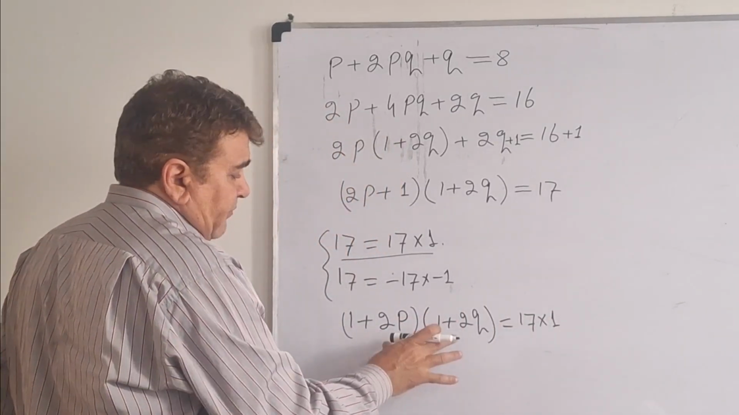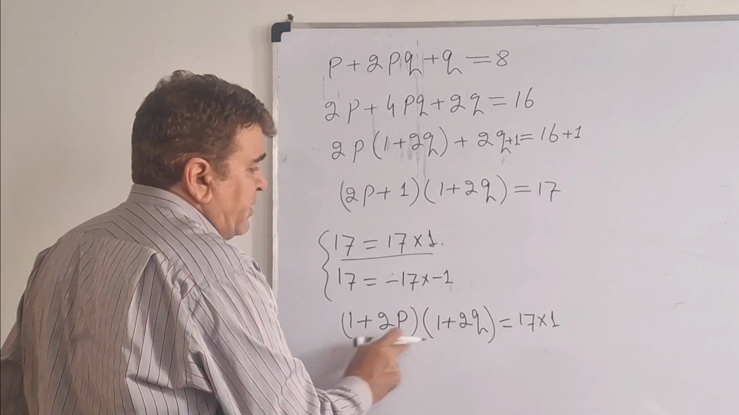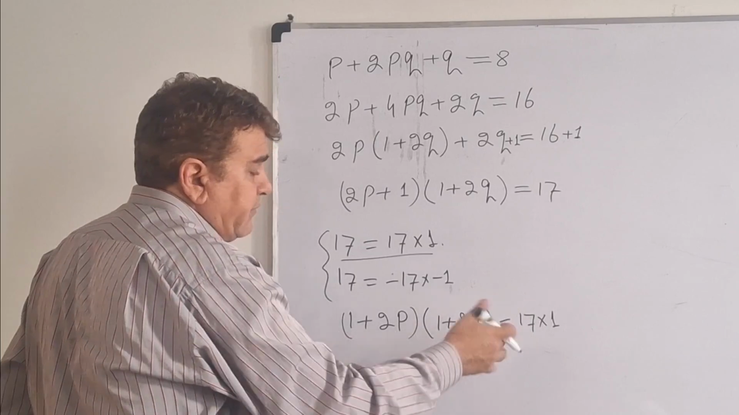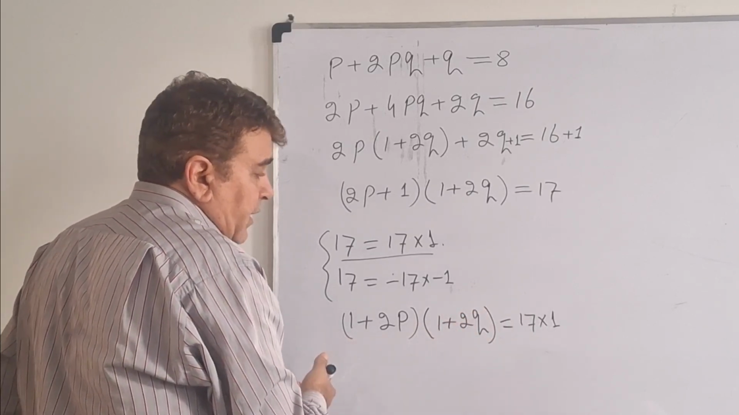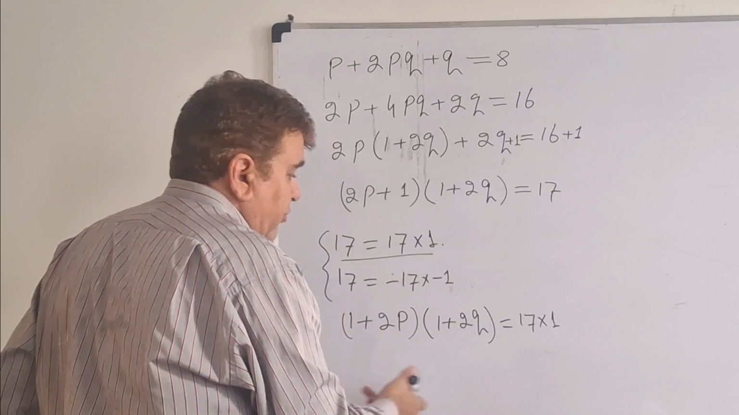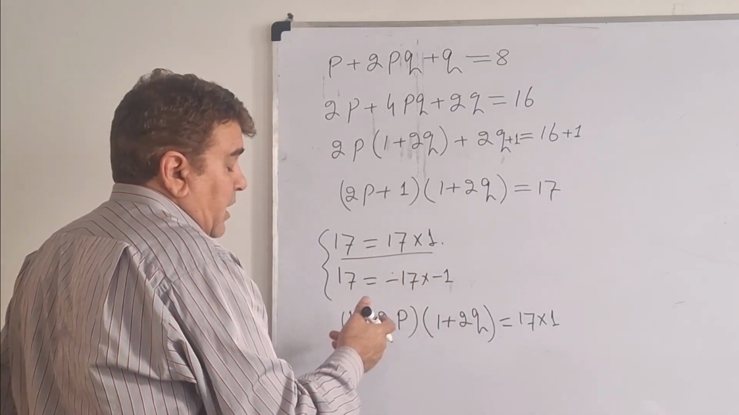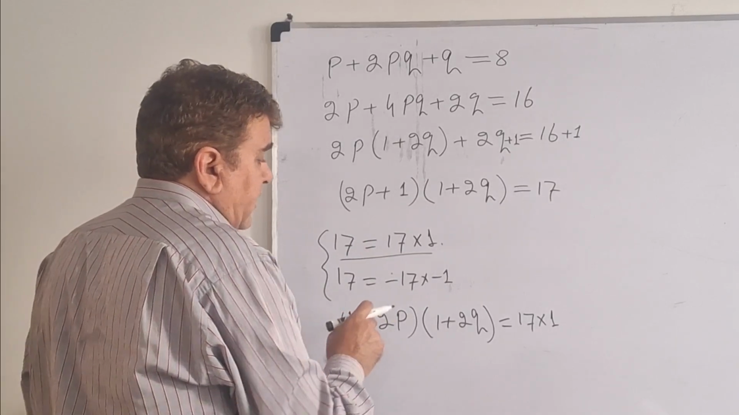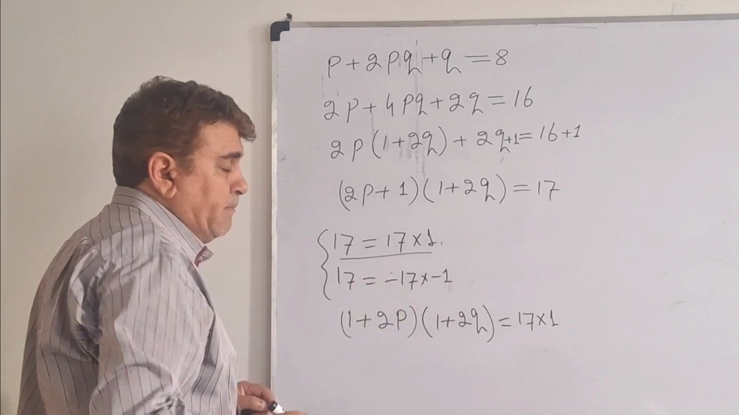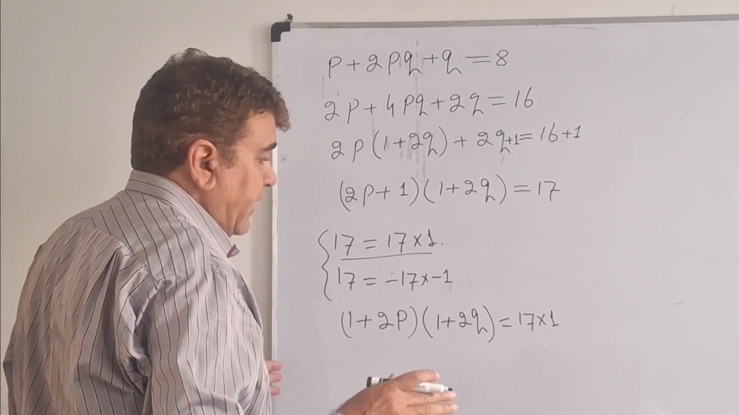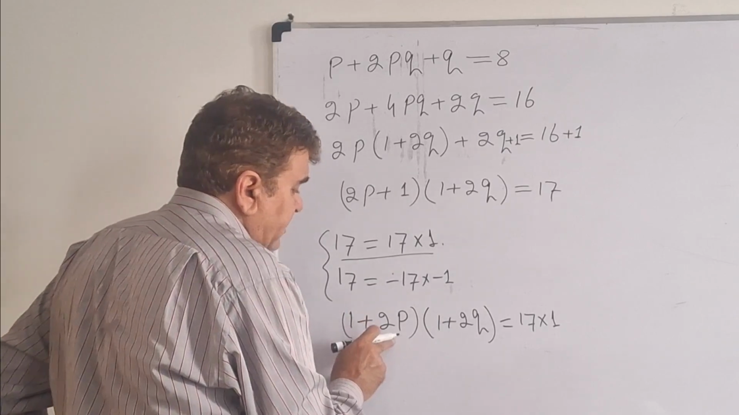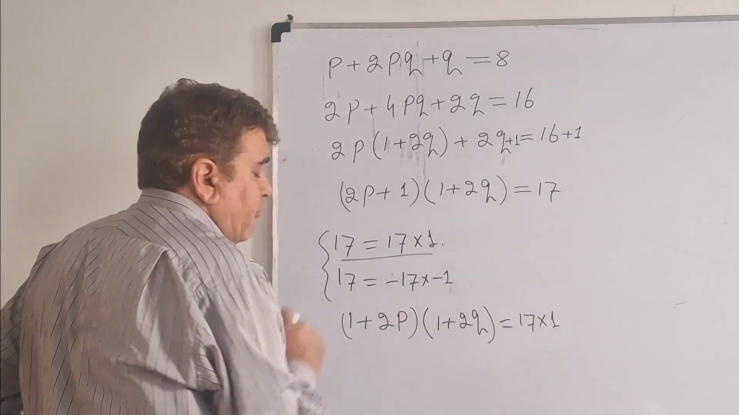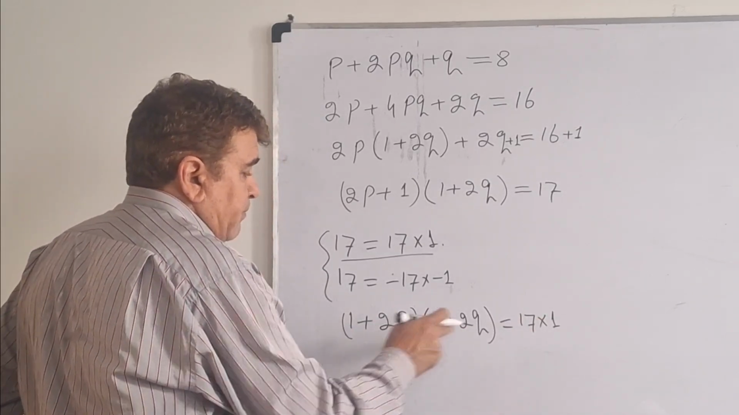Now, one of these two factors is either 1 plus 2p equals 17 or 1 plus 2q equals 17. Whatever the case may be, we can try it for both of them, or we can try it for one of them. Whichever choice you take will only swap the values of p and q, and will affect nothing else. So I set 1 plus 2p equals 17 and 1 plus 2q equals 1, and solve for the values of the two parameters.